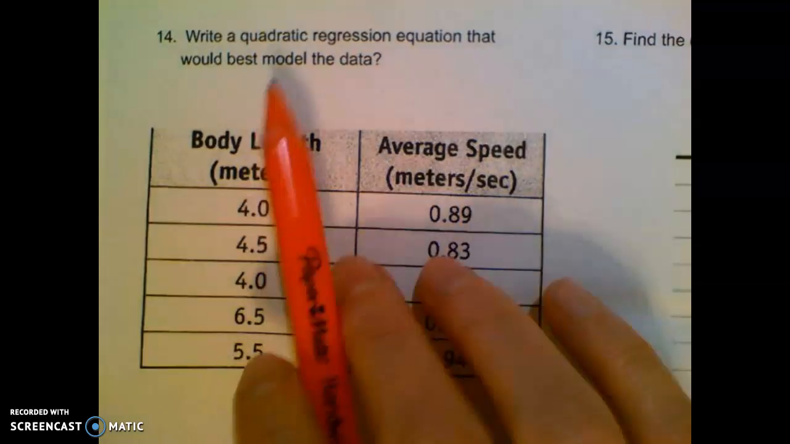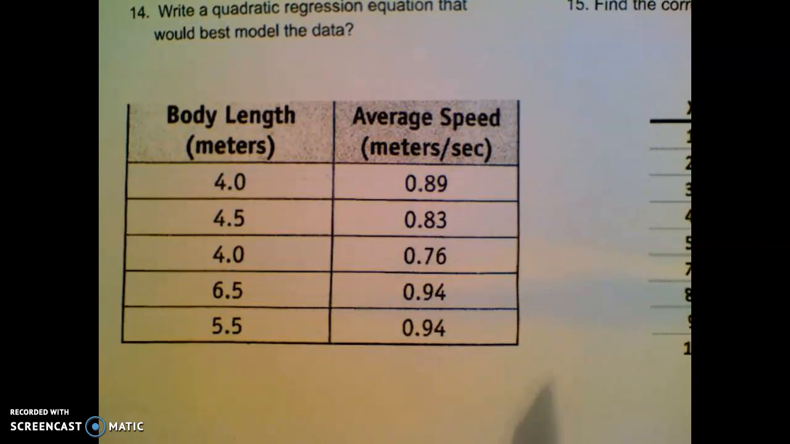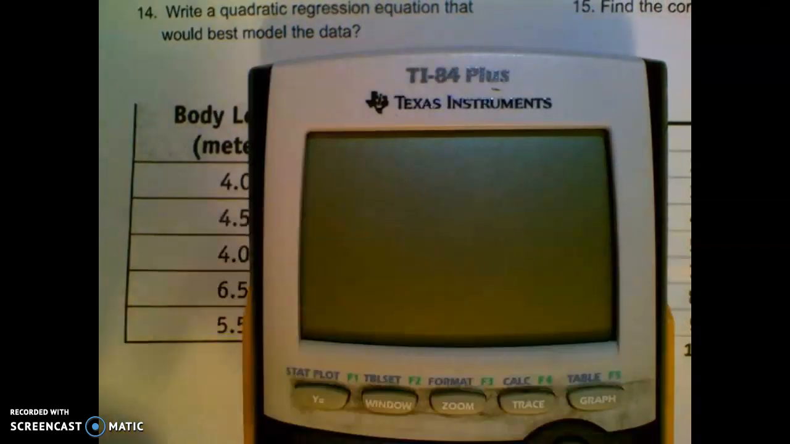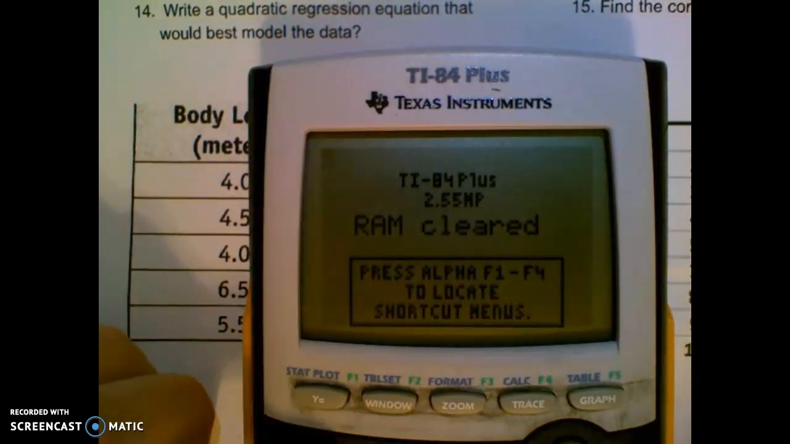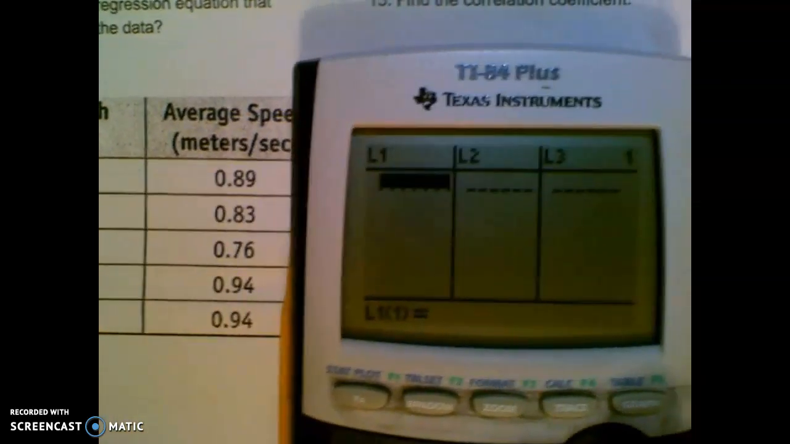Number 14 says write a quadratic regression equation that would best model the data. So let's go ahead and review how to do that. Step 1, I'm going to turn my calculator on. I just went ahead and cleared it. I'm going to go to Stat, then Edit, and I'm just going to type in this data as it appears.